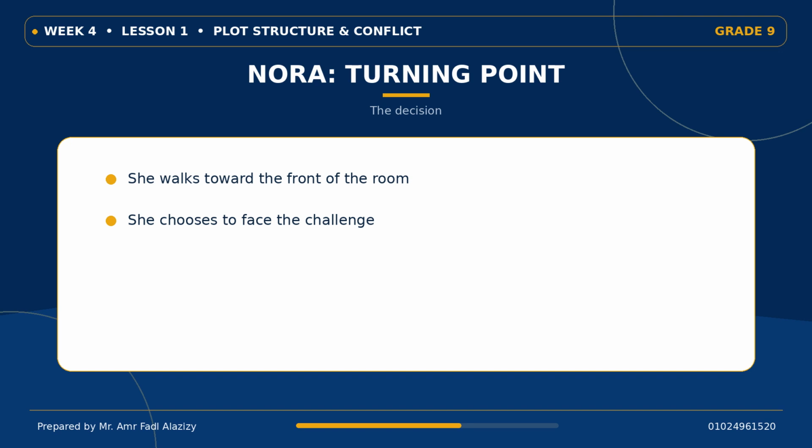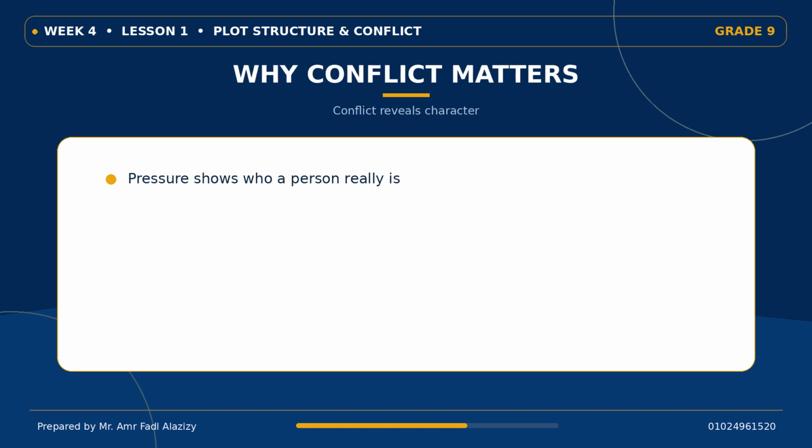What is the turning point? The turning point happens when Nora walks toward the front of the room. This action shows that she has decided to face the challenge.